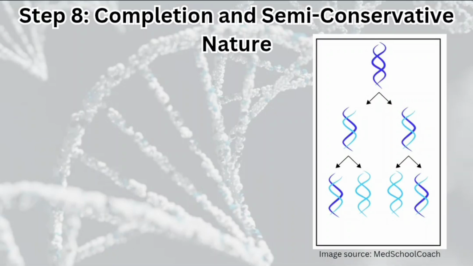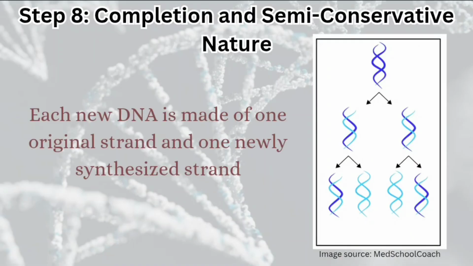Each new DNA is made up of one original strand and one newly synthesized strand. That is called semi-conservative replication. This method ensures both accuracy and efficiency. It's like making a photocopy where half of the original page is still part of the new one. Here you can see that the dark blue color is the main DNA and the light blue color strands are newly formed, and that's why it is called the semi-conservative method.